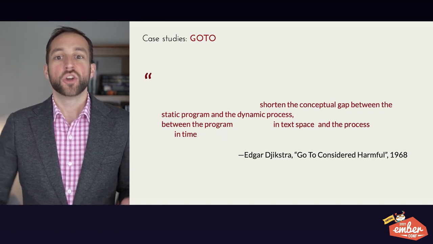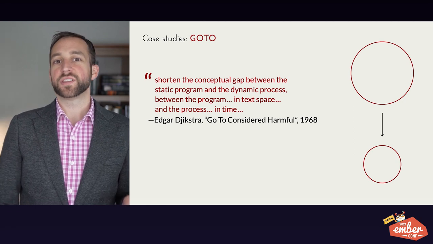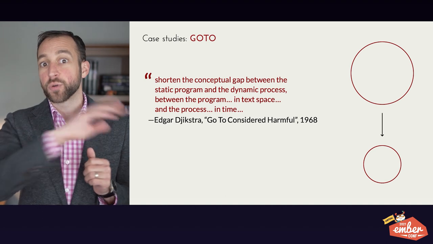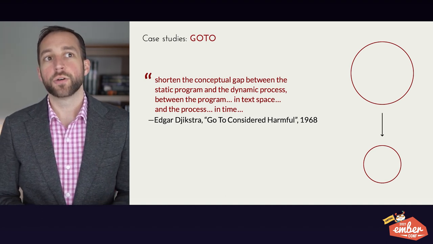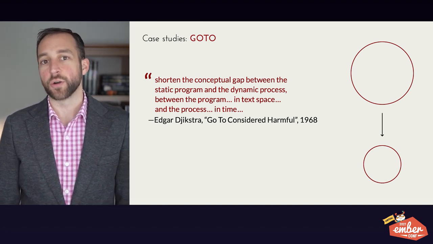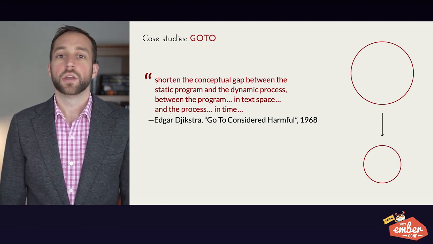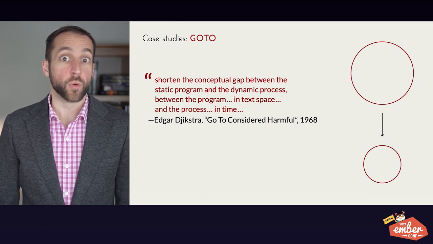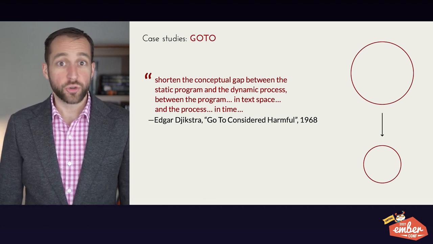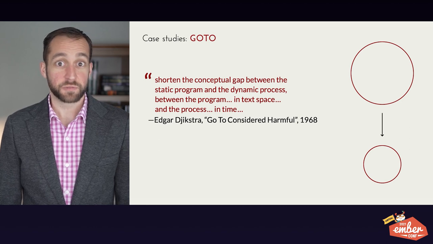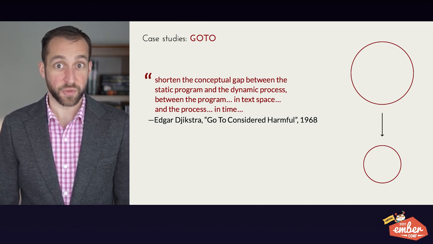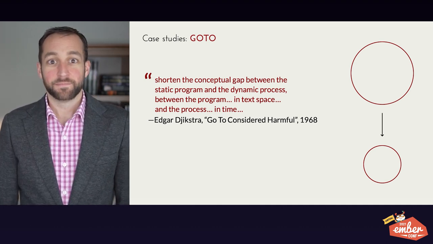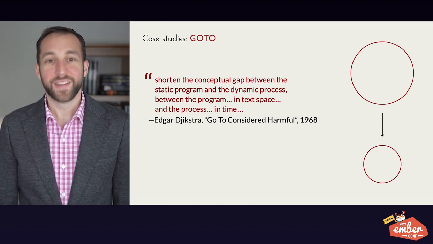Dijkstra wants us to shorten the conceptual gap between the static program and the dynamic process, between the program in text space and the process in time. Now, Dijkstra, over the rest of the paper, teases this out in terms of coordinate systems. Those can be textual, like line numbers, or they can be things like the index of a while loop. If you have GoTo in your system, Dijkstra tells us, it doesn't matter what else you've done to make your system comprehensible. Control flow constructs? Ha! Functions? Ha ha! Variable names? None of these will help you.